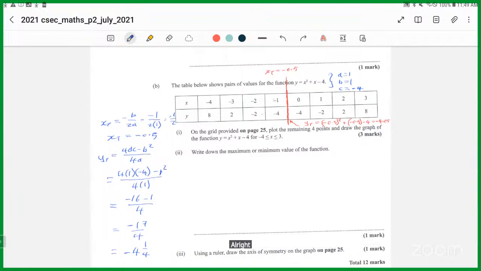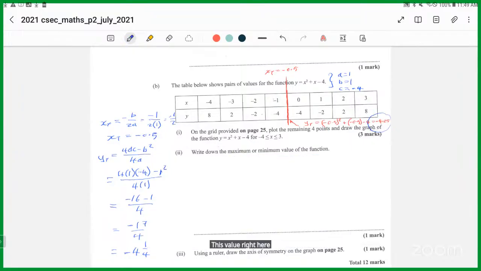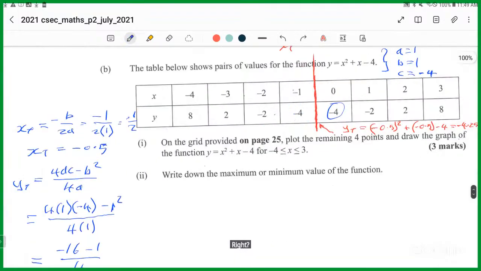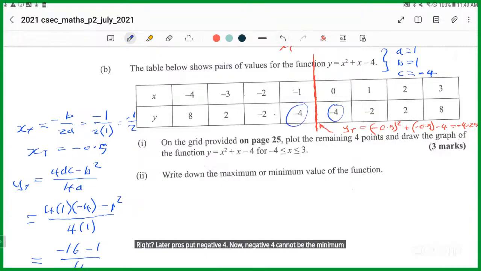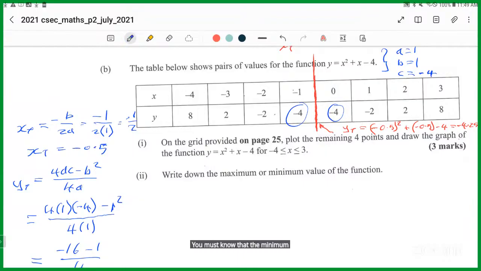But this question says now, you have to write down the maximum or minimum value of the function. It is this value right here. A lot of persons put -4. Right? A lot of persons put -4. Now, -4 cannot be the minimum value. Even though it's the lowest value in the table, it cannot be the minimum value of this function. You must know that the minimum value occurs at one point only. So -4 cannot be the minimum value because that's at 2 different points.